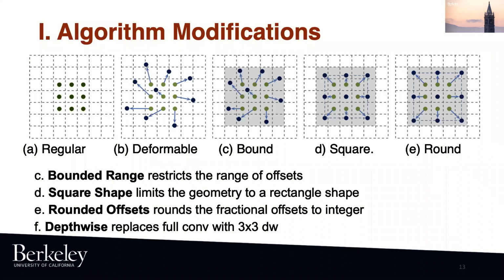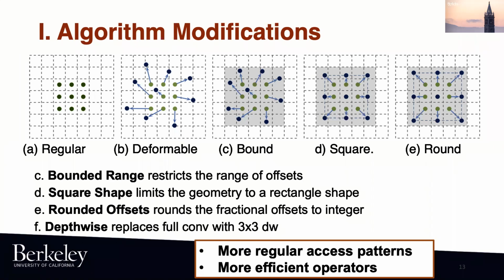And here is a summary of our twofold co-design approach. First, we select an efficient operation to support, which is the input adaptive deformable convolution in this case. To make this operation more hardware friendly, with a more regular access pattern and more efficient operation, we made several changes to its original form, including bound the range of the offsets, constrain the shape of the offset to be a rectangle, round the offset to integer, and make this operation depthwise.